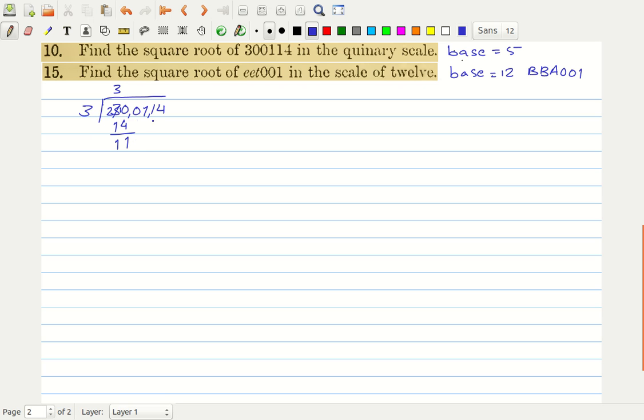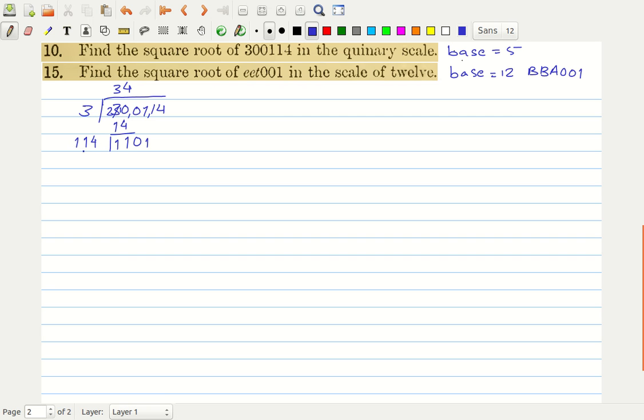So now we bring down the next group of two numbers, which is 0 1, and we add 3 plus 3. What is 3 plus 3? It is 6. But how do we write 6 in base 5? We write it as 1 1. Now we have to find one more integer in base 5, that is, an integer 0 to 4, which I can multiply both up and down, and I should get a number which is less than this. So let us try 4.